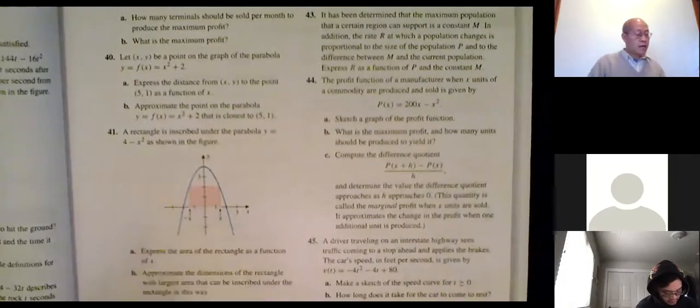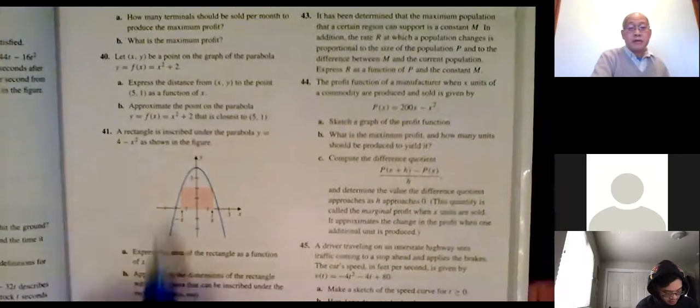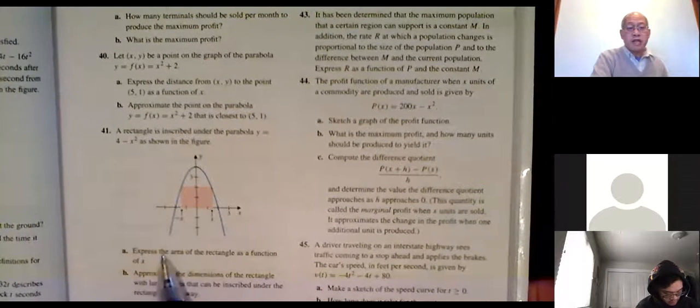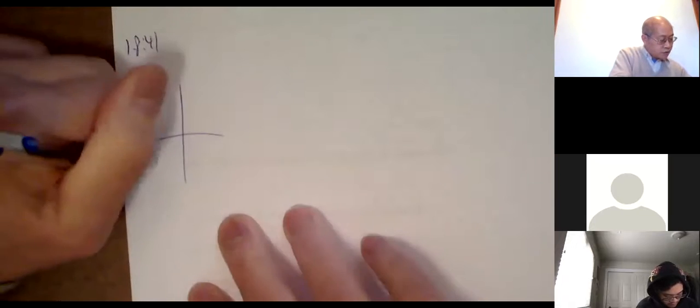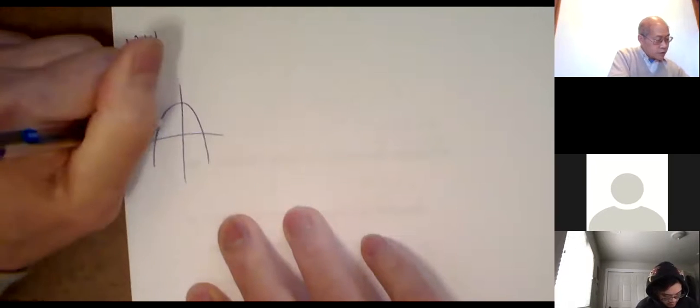Okay, so it's that one. You have this piece right here. Express the area as a function of x. Okay, so 1.841. In the interest of time, I'll be very crude on how I do stuff.